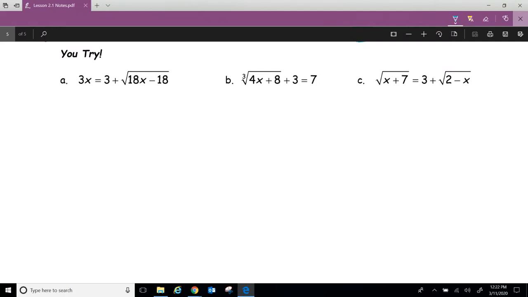Welcome back to lesson 2.1. We're on example number 5, the "You Tries." Hopefully you've tried these on your own and we're going to see if you got them right.